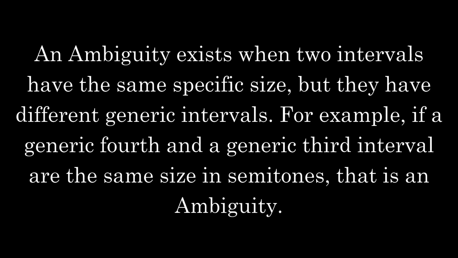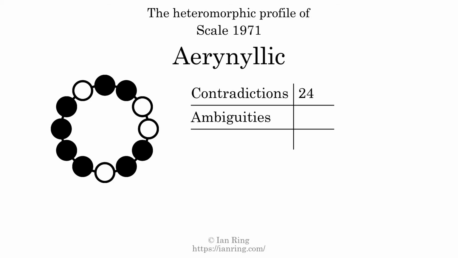An ambiguity exists when 2 intervals have the same specific size, but they have different generic intervals. For example, if a generic fourth and a generic third interval are the same size in semitones, that is an ambiguity. The number of ambiguities in this scale is 54.